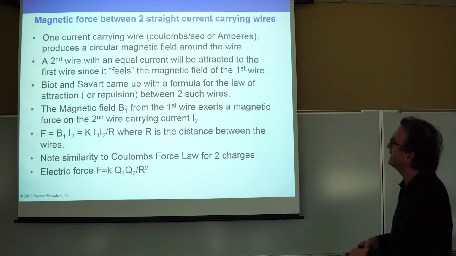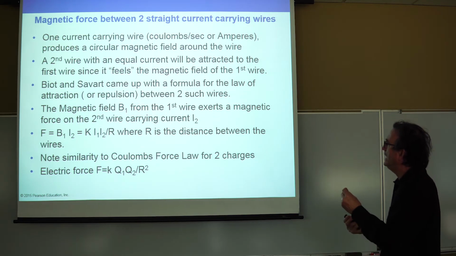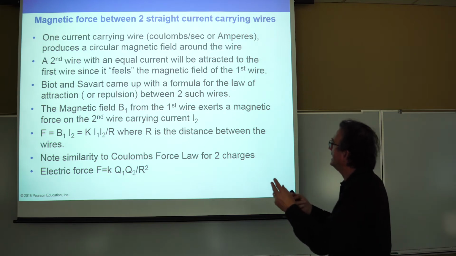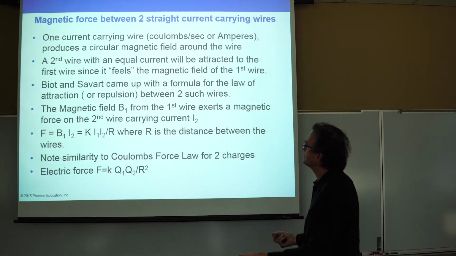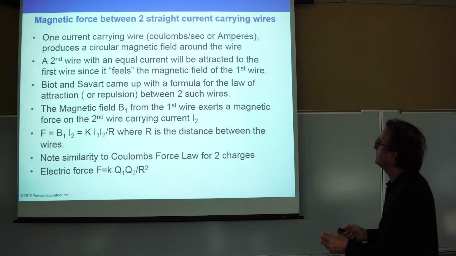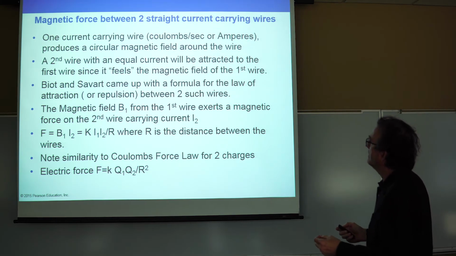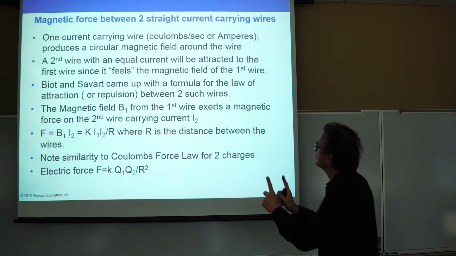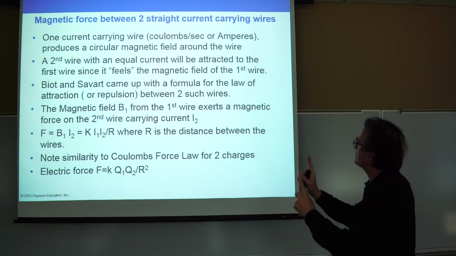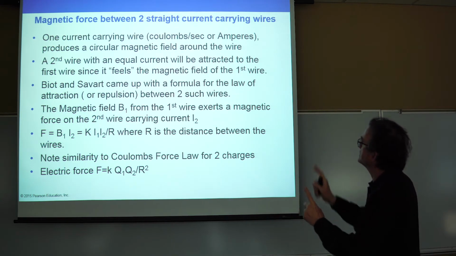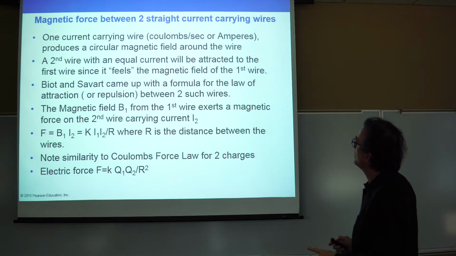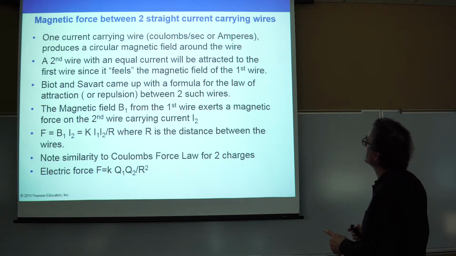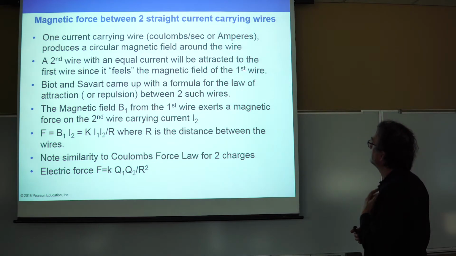And this is where we get into how we translate between magnetic field and magnetic force. So the field is generated by those blue lines we saw, but the force is actually perpendicular to those fields, because it is due strictly to the motion of the charges in the second wire. So a second wire with an equal current will be attracted to the first wire.